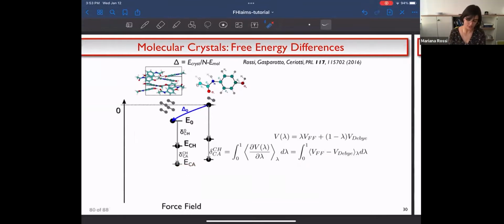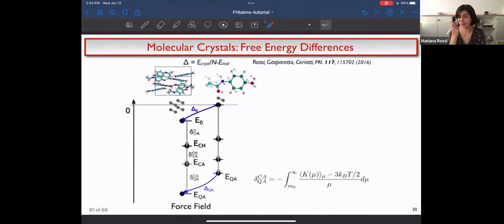But this is not the end of the story, because as you'll see also in the exercises this afternoon, nuclei are more often quantum particles, not really classical particles, especially if you have these light hydrogen atoms playing a role here. So we're still missing the quantum and anharmonic contributions to this whole story here. And this we can get by doing another type of thermodynamic integration with path integral molecular dynamics, in which you then calculate this kinetic energy by path integral molecular dynamics.